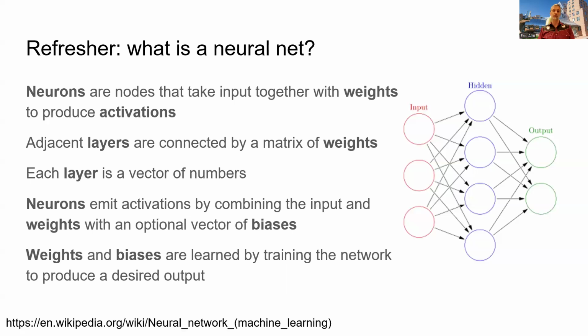We're going to call those neurons. And those neurons are going to, in general, take some input and then produce some output. And the output we'll call an activation. Now, what's connecting one layer to the next? It's a series of weights.